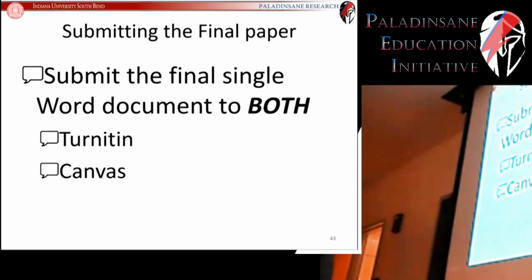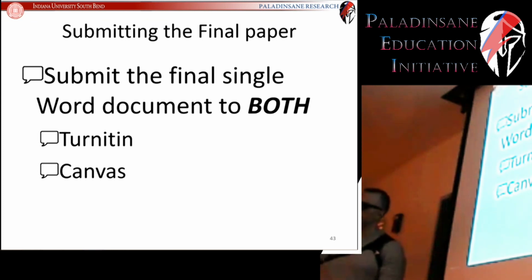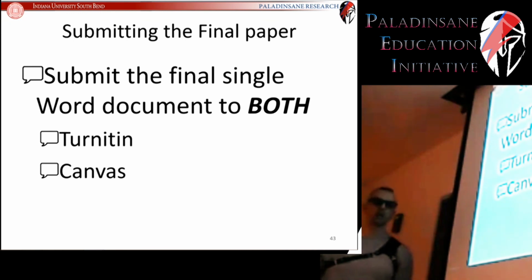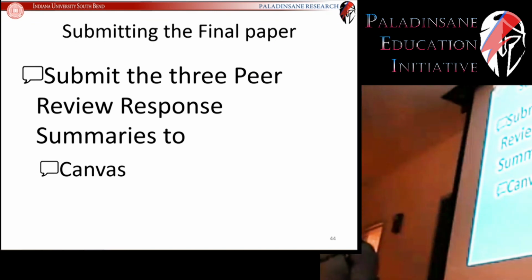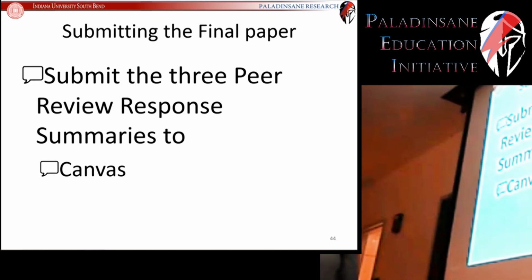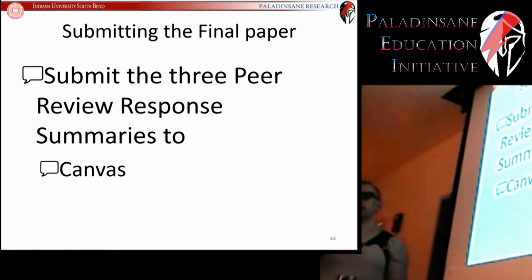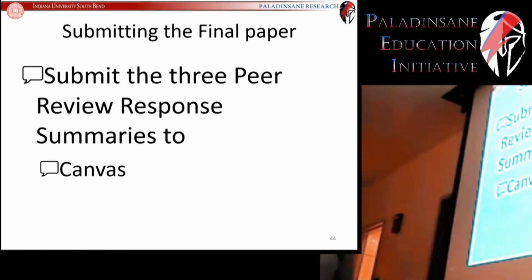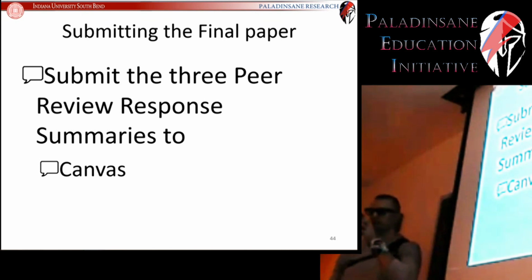All right, the final document is going to be submitted as a single Word document. So one big research paper that has everything in there. It'll be submitted to Turnitin as well as Canvas, so let's just get a little backup redundancy. And then you will also submit your 3 peer review response summaries. Those Word documents are available on Canvas right now, so you can download them. As you're making changes to your drafts, just make a note as you're going through your peer reviews and the feedback of the changes that you've made in those, and those will be submitted to Canvas along with your research papers.